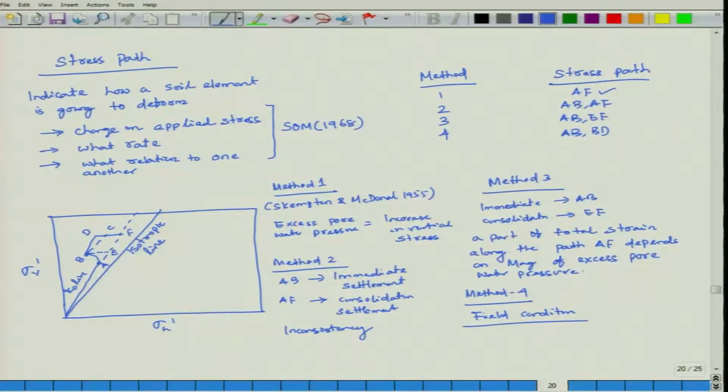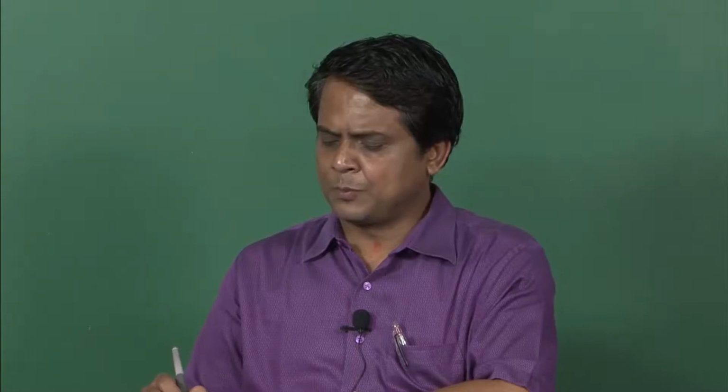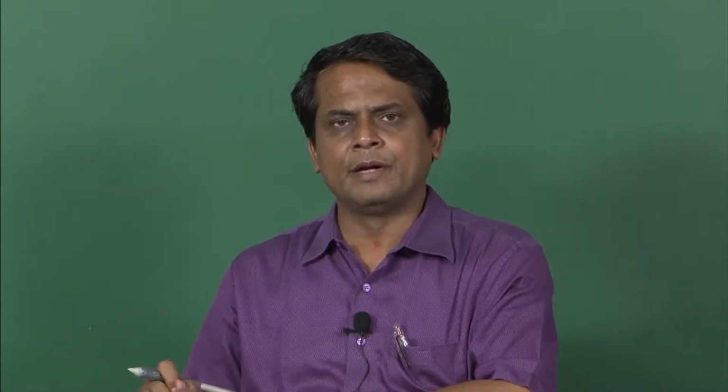That means a part of your total strain along the path AF depends on the magnitude of excess pore water pressure. In that, a portion of your strain depends upon your magnitude of excess pore water pressure. Method 4, it is actually reflecting your field conditions.